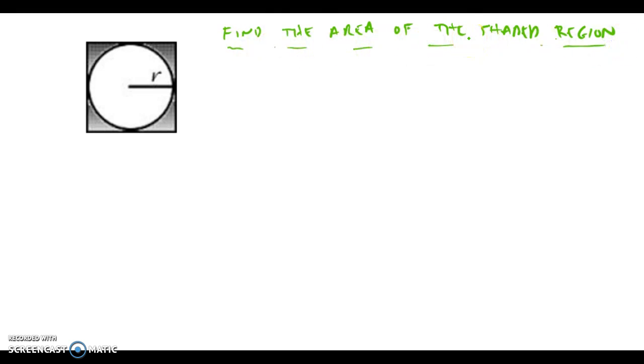So please pause the video and try this on your own. We're trying to find the area of the shaded region. So first, let's find the area of the shaded region. I'll just write SR to abbreviate shaded region. It's equal to the area of the square minus the area of the circle.